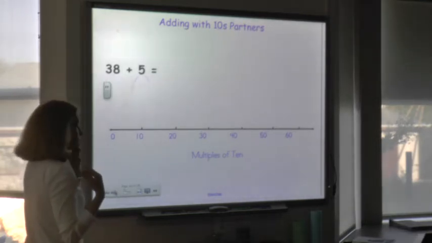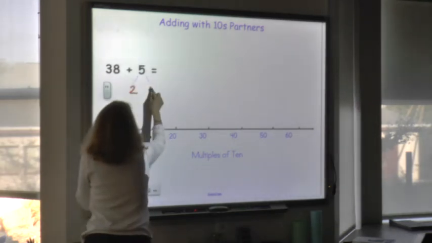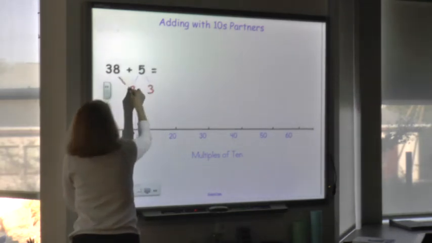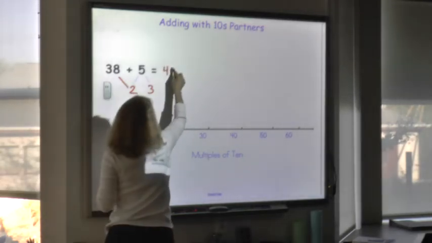So a second grader who sees 38 plus 5 is going to split that 5 into 2 plus 3 so that they can link that 8 and 2 to immediately make a 10. They've got 40, so my answer is 43.